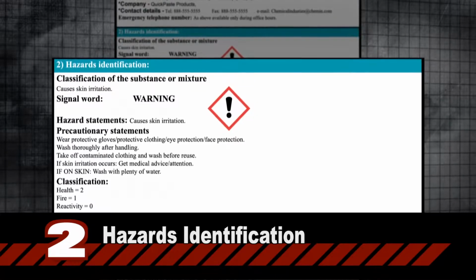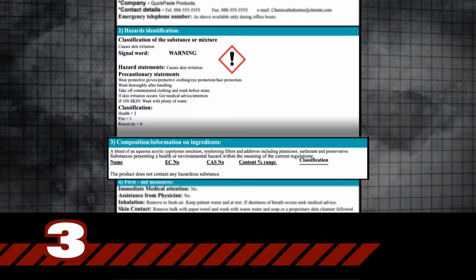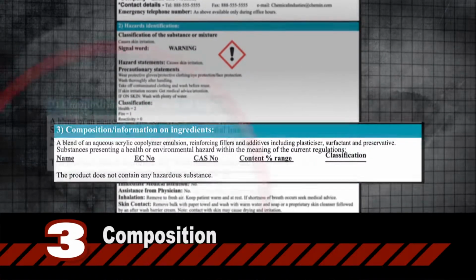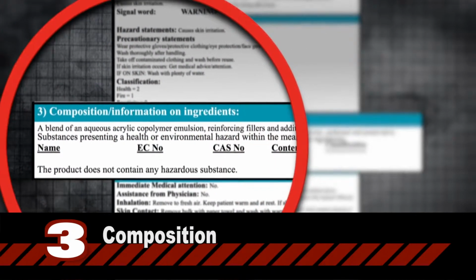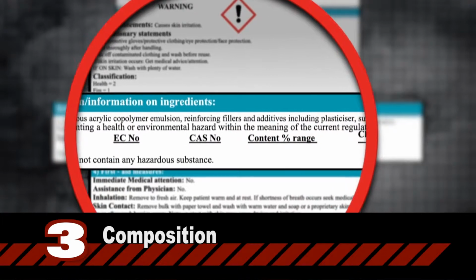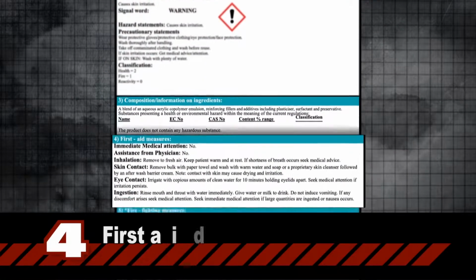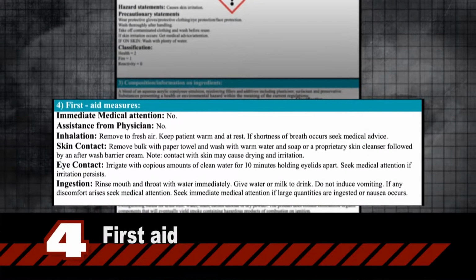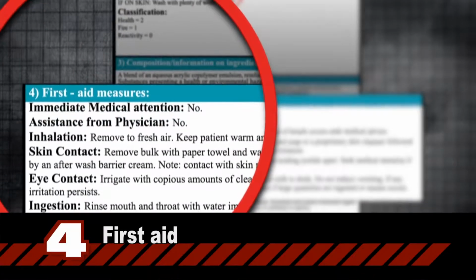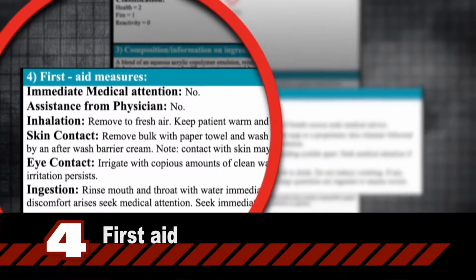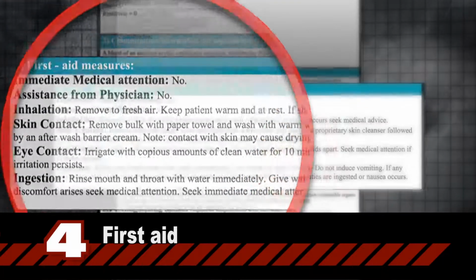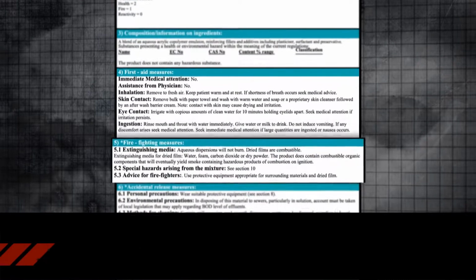Look at them closely before beginning to work with any product. Section 3, Composition, includes the chemical names and common names of substances or mixtures, plus other technical information, such as hazard cutoff levels. Section 4, First Aid, describes the most important symptoms and immediate medical care required if someone is hurt by contact with the chemical, or if some other dangerous situation has occurred.